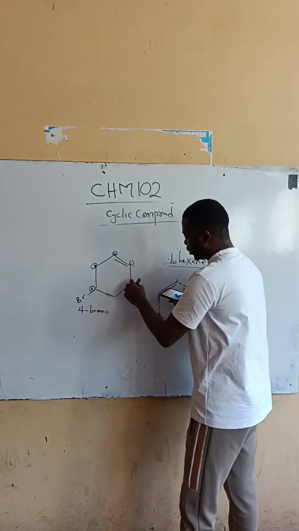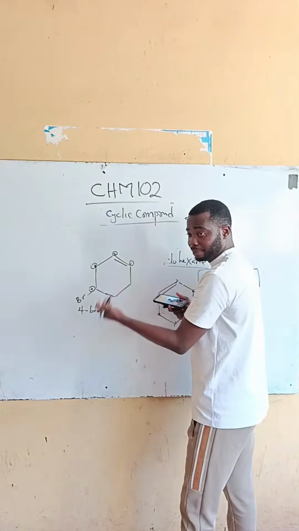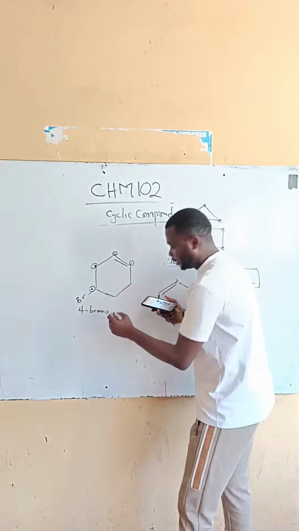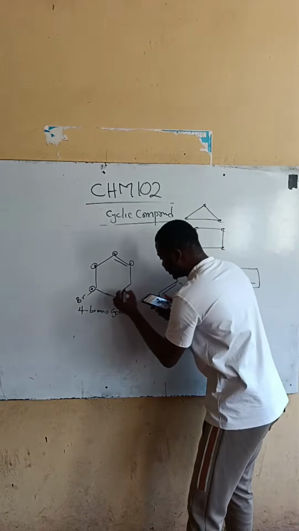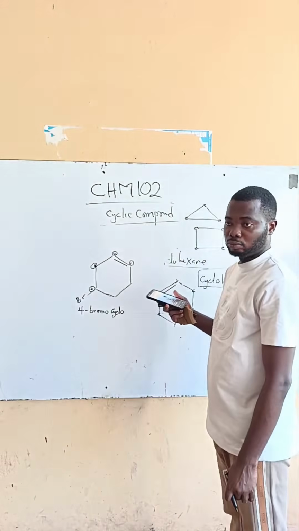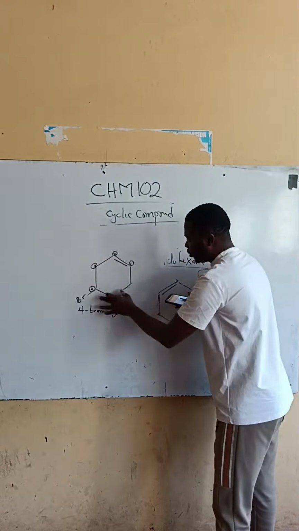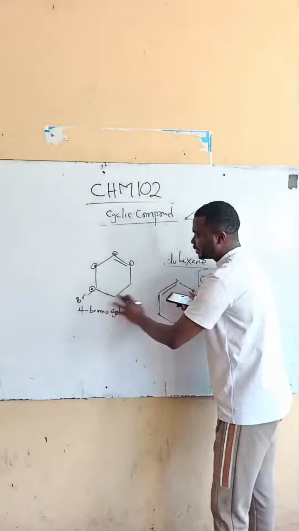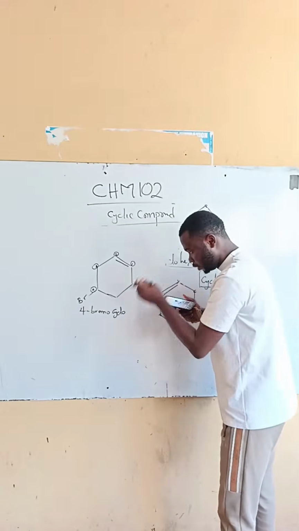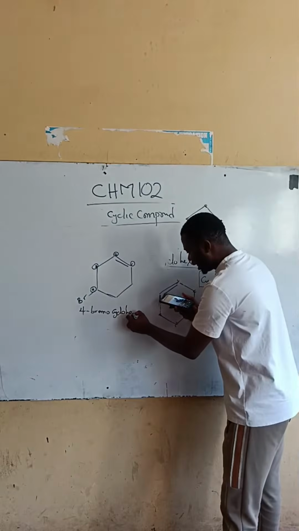Yes. Then what's our ring? Our ring is cyclic. I told you anytime it's a ring, what do you say? It's cyclic, because it's a ring. Are you with me? 4 bromo cyclic. Now, how many carbons is this ring having, everybody? 6 carbons. So 4 bromo cyclic what?